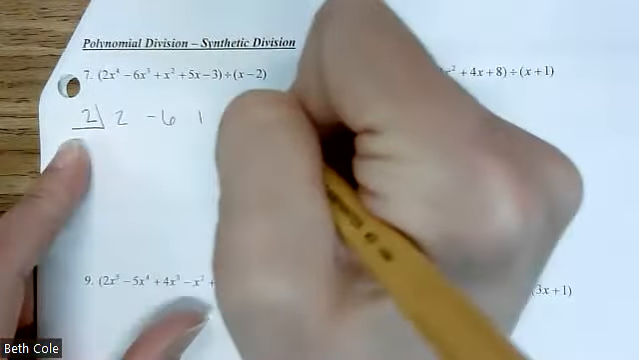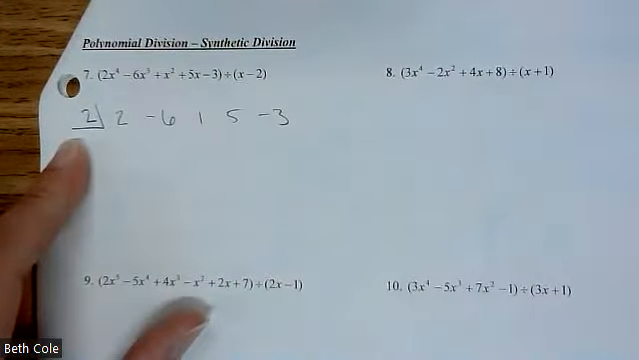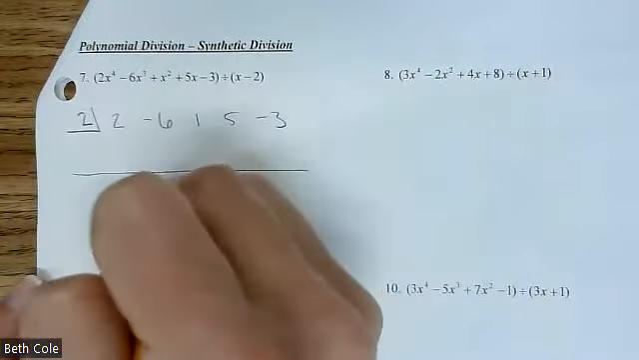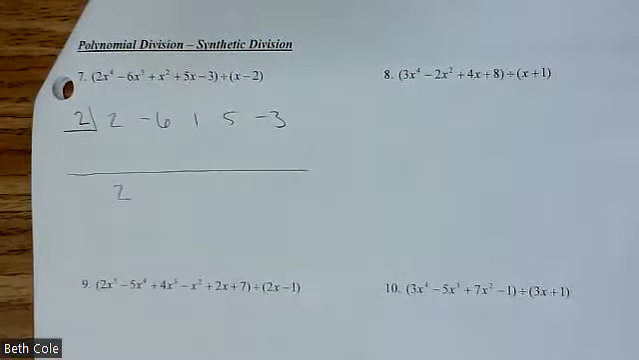1, 5, negative 3. Do you see how I just copied them down? Just don't make a copy error. You're going to draw a line and bring down the first number. I get people that try to start the problem without bringing down a number, and there's nothing there. And I'm like, what are you doing? There has to be a number there.